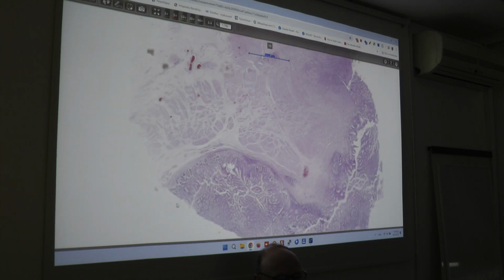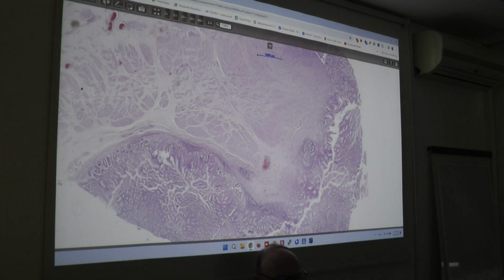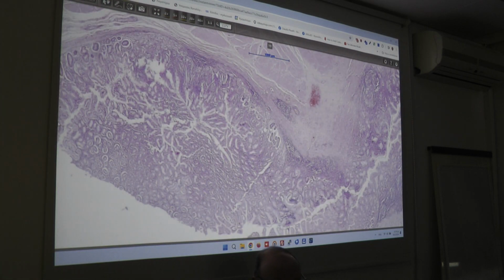Tell me, Haralambos, can you identify where the mucosa is? The mucosa. What is the mucosa made of? Epithelium. And as far as the stomach is concerned, it's glandular epithelium. Where do you see glands? Here. Try with the mouse. I can't see. These are the glands. Yes, they're the gastric pits.